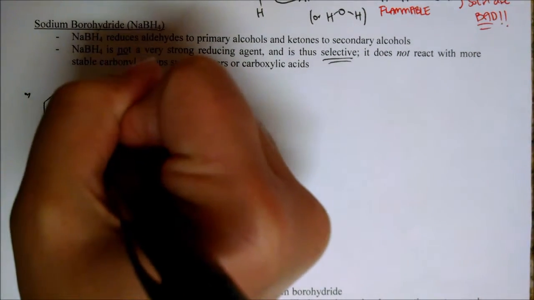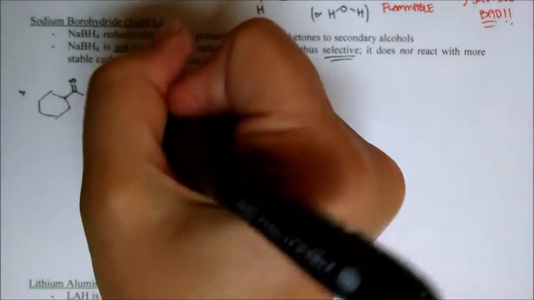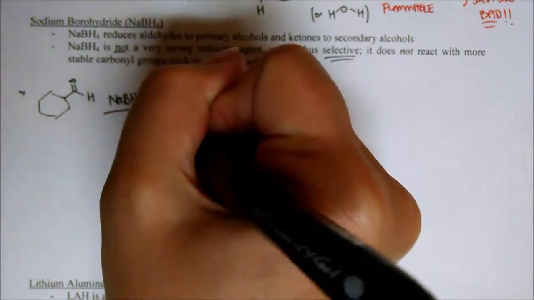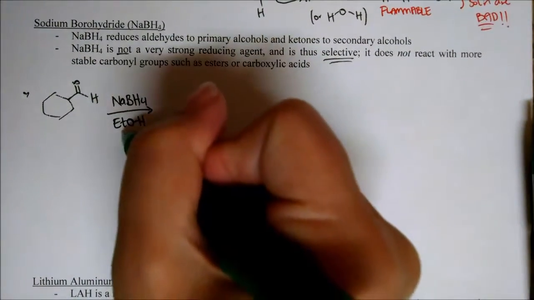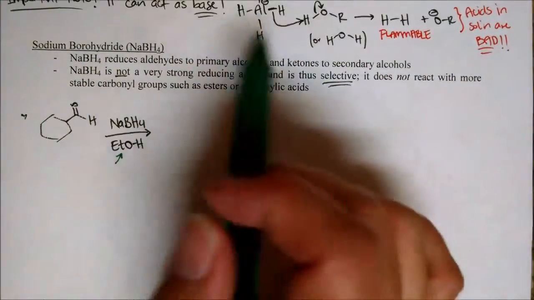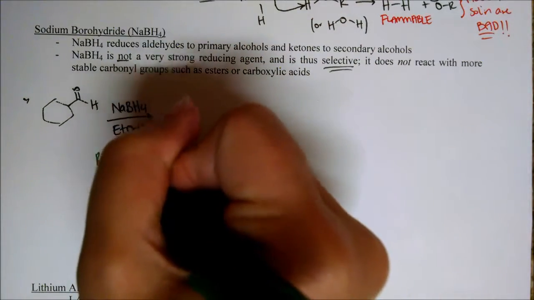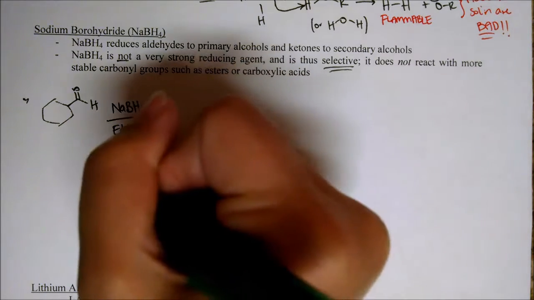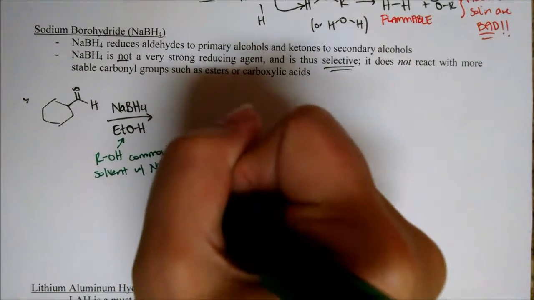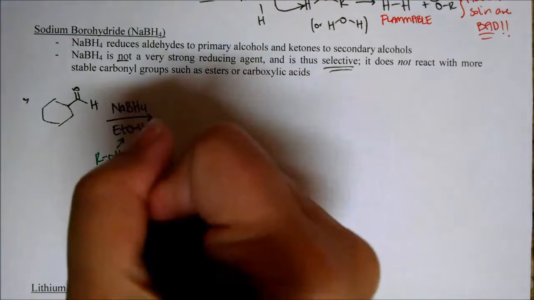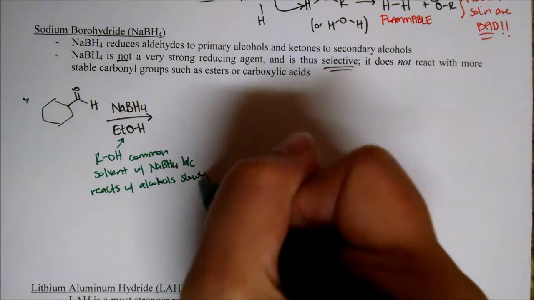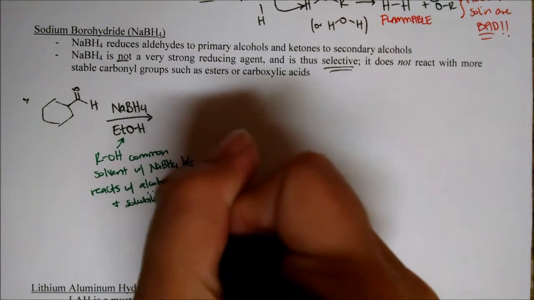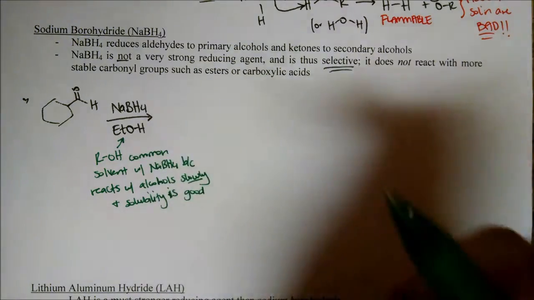So let's say we've got this aldehyde, and NaBH4. And so the most common solvent for NaBH4 is ethanol. Okay, and I know that's an alcohol, but that's because the solubility here is good, and NaBH4 is not as reactive as the aluminum, so this will not take place as quickly, and it's not as scary. Okay, so the ROH is the common solvent with NaBH4 because it reacts with alcohols slowly and solubility is good.